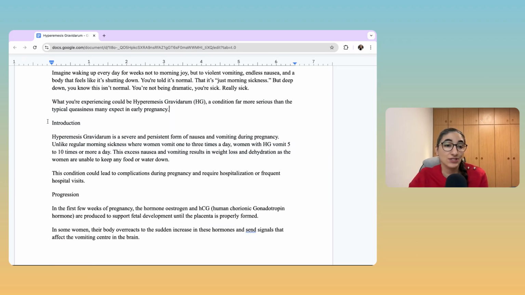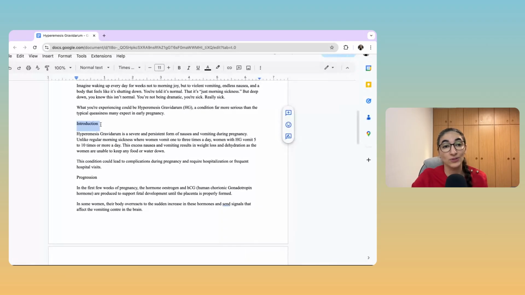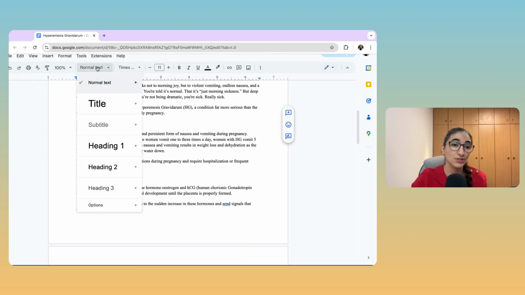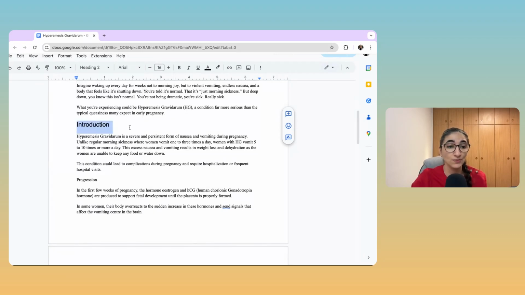So the next section goes on to introduce what HG is. Again, you should try and format your headings. This just says introduction, so I'm going to make it an H2. And I would change this as well to something else: "What is Hyperemesis Gravidarum?" This is something that someone might actually type into a search bar. So we're SEO optimizing here.